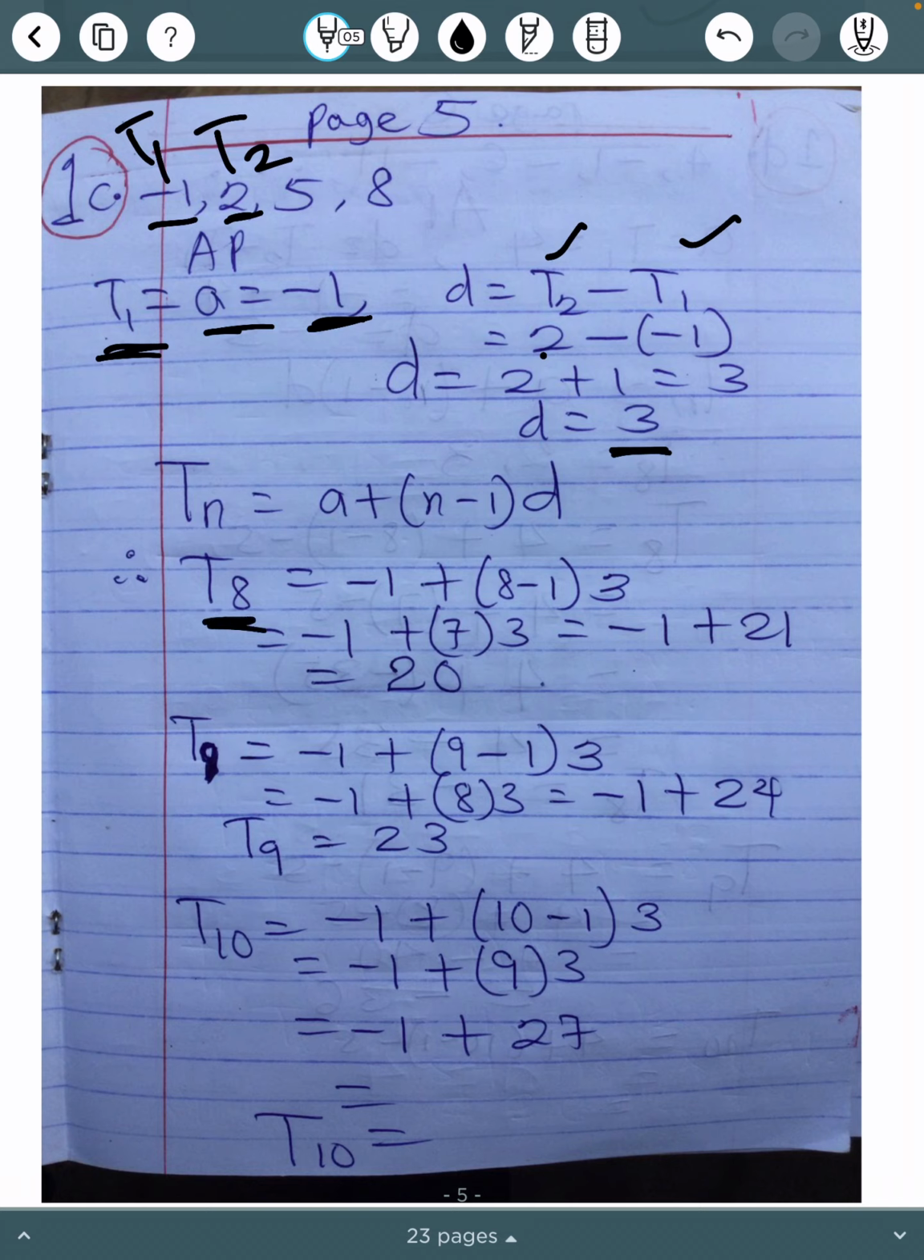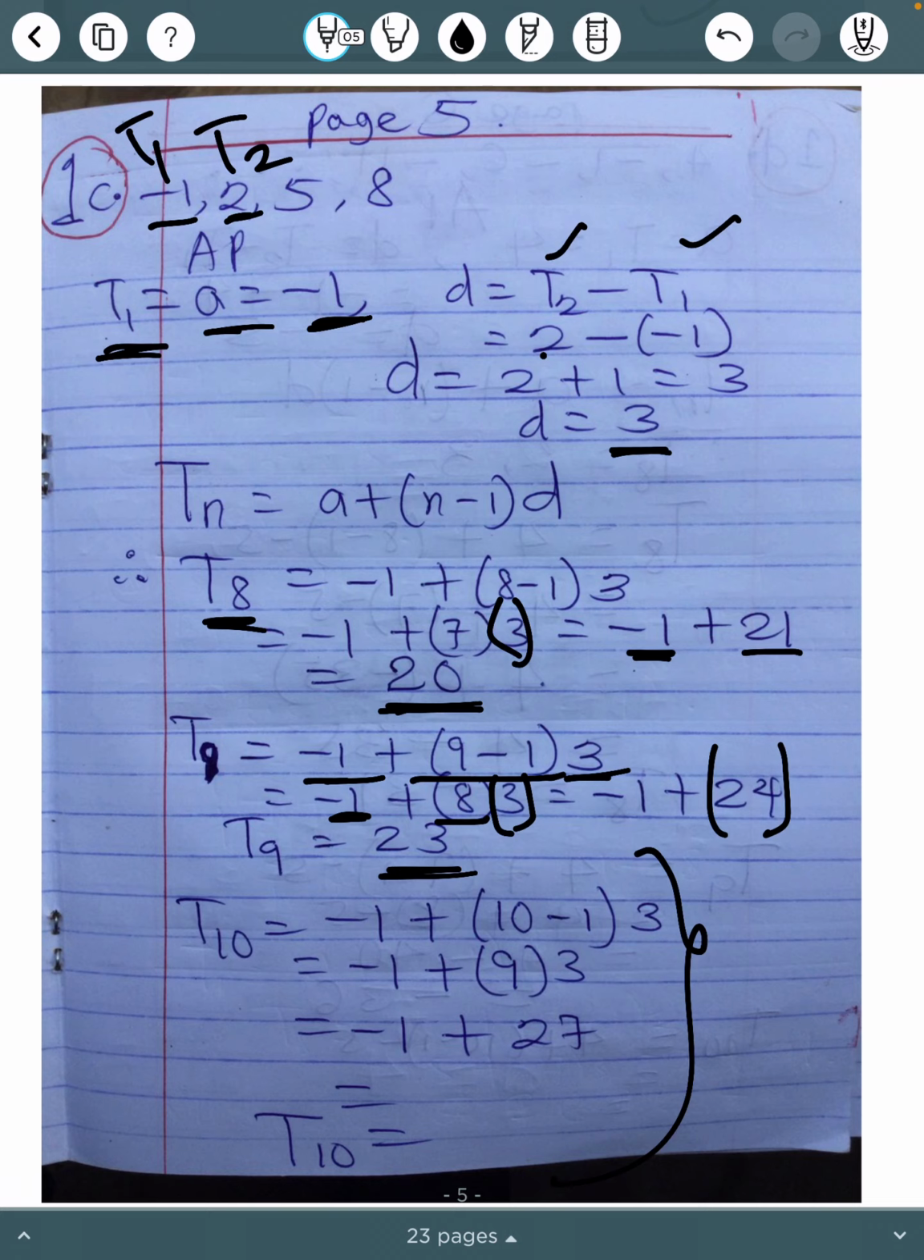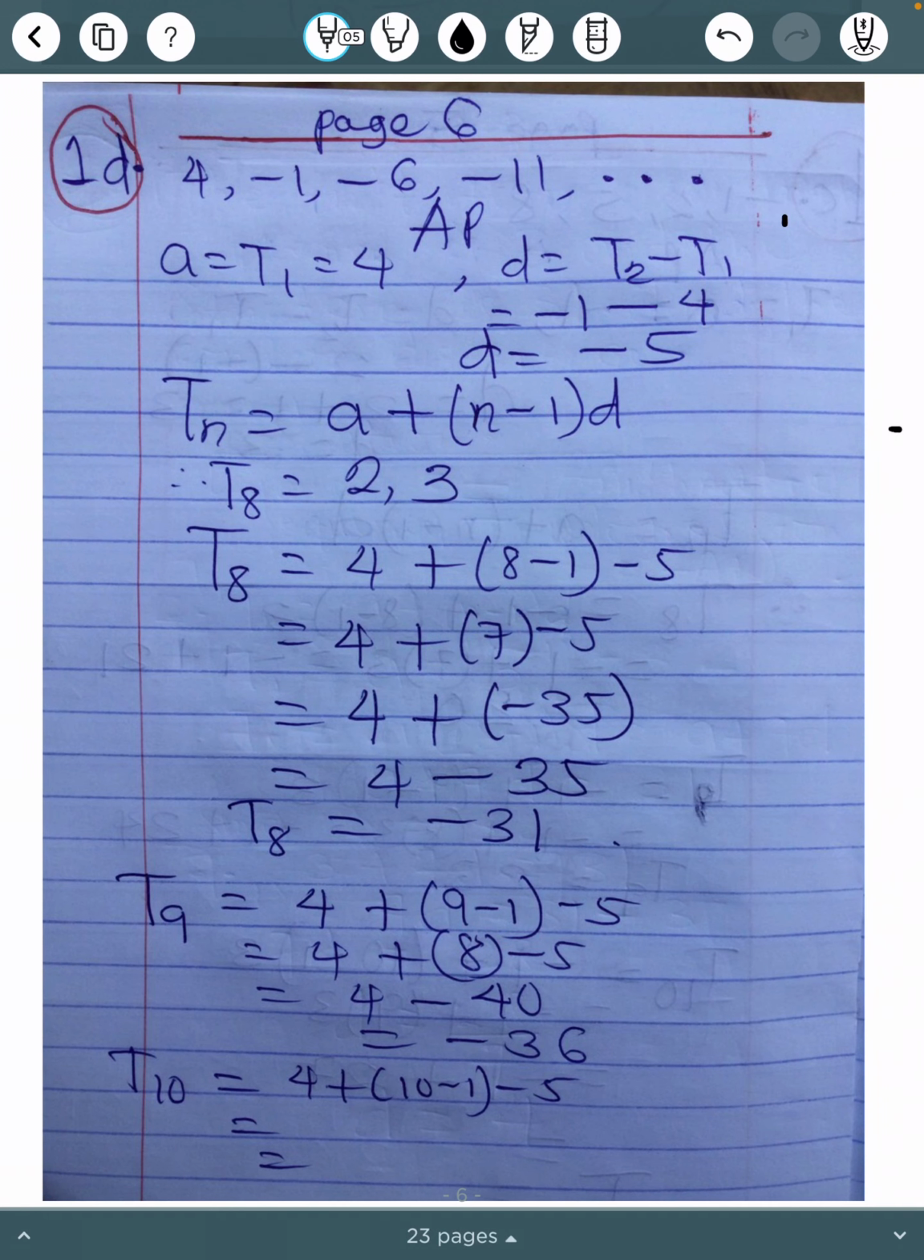So my 8th term will be a plus (8 - 1) times d, which is minus 1 plus 7 times 3, which gives me minus 1 plus 21. That gives me 20. My 9th term will be a, which is minus 1, plus (9 - 1) times 3. That gives me minus 1 plus 8 times what? 3. 8 times 3 is what I will do first and get 24. Then minus 1 plus 24 will give me 23. So you can get T10 the same way.